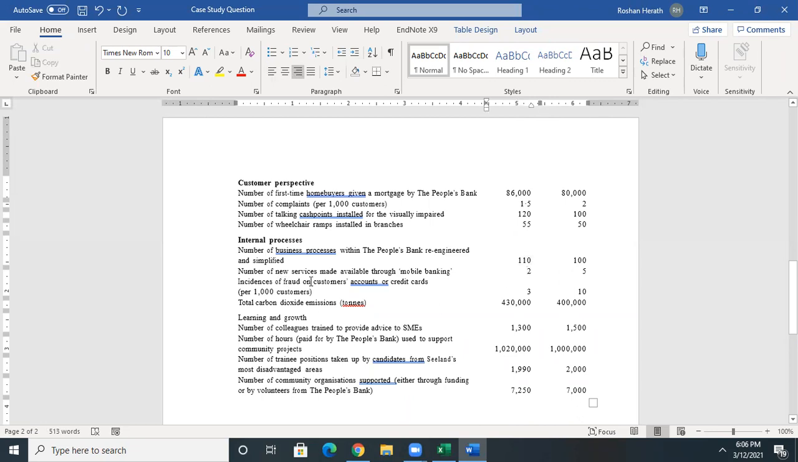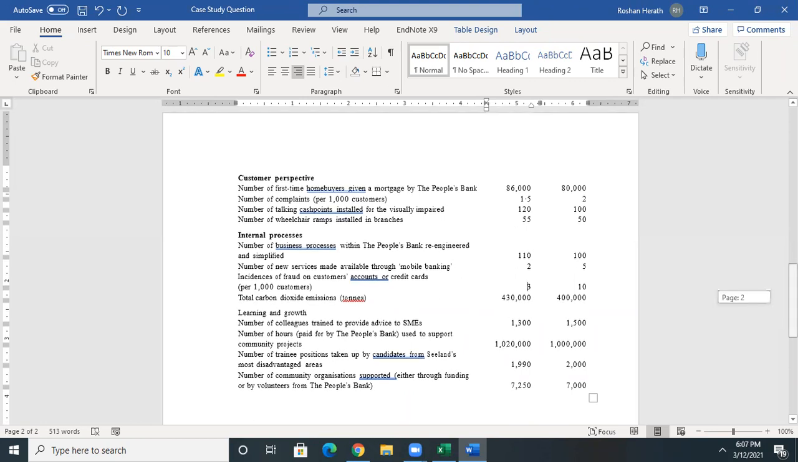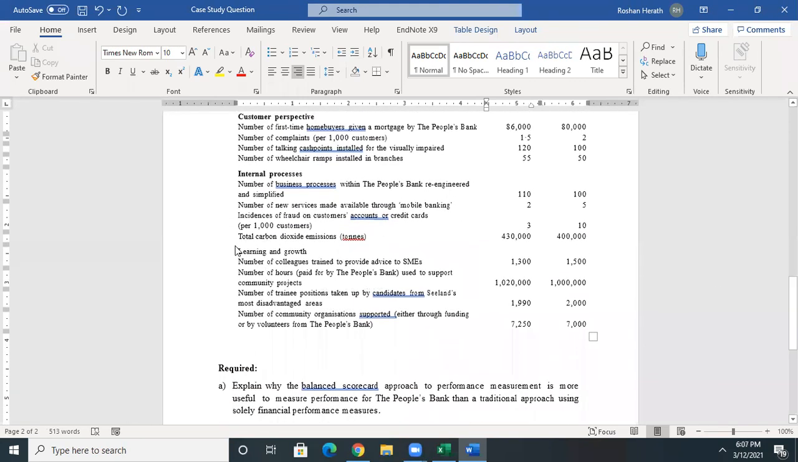Incidents of frauds on customer accounts or credit cards per 1000 customers. Yes, you are doing quite well. And the total carbon dioxide emission 430,000, but you plan for 400,000. So it's more than that you plan. And finally, the learning and growth perspective. So in that, you can see the number of colleagues trained to provide advice to SME.